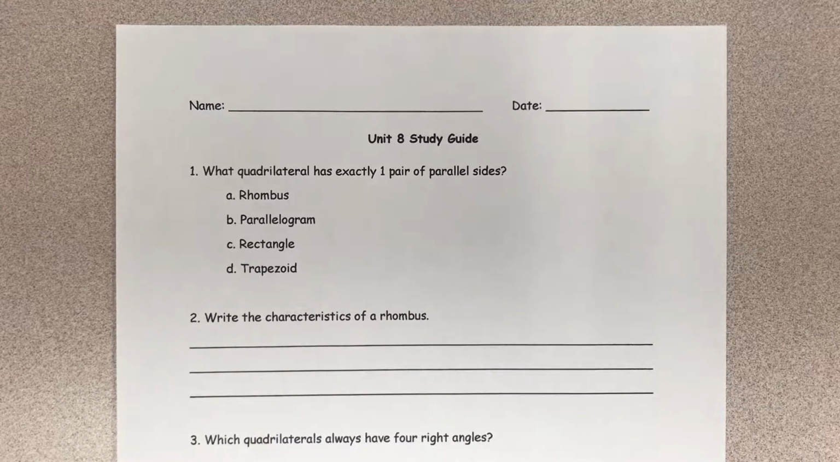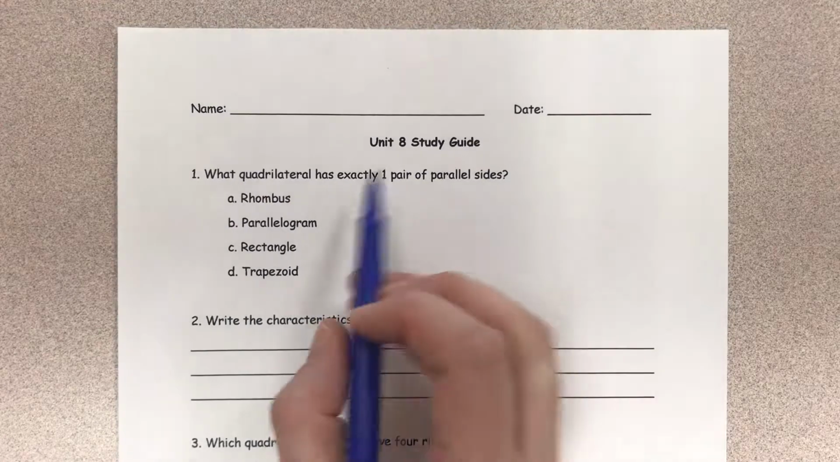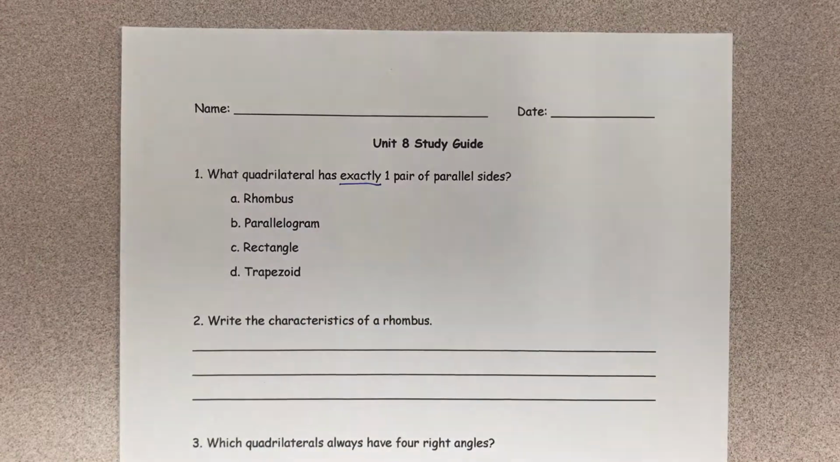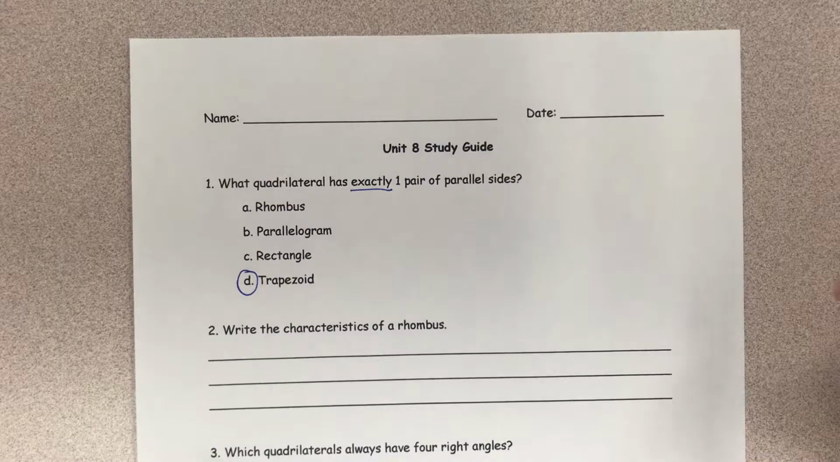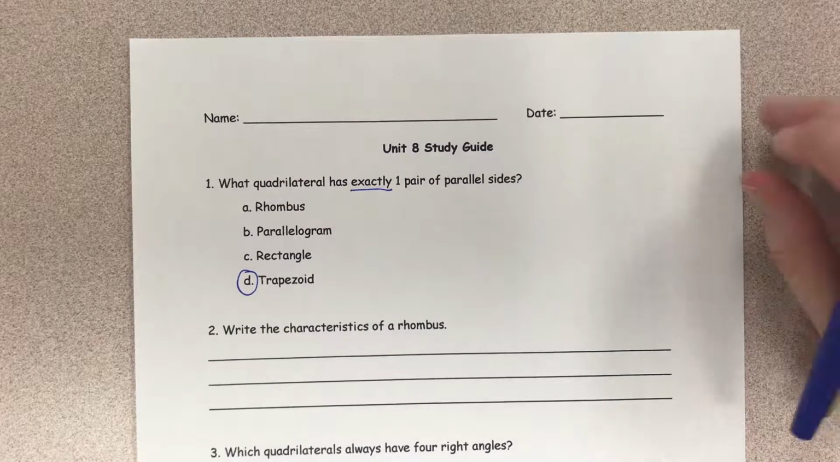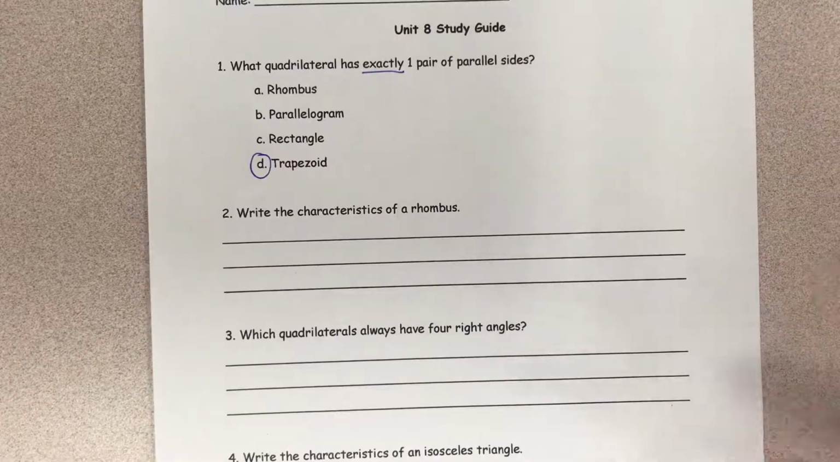All right, guys, so let's go over this Unit 8 study guide. Number 1 says, what quadrilateral has exactly one pair of parallel sides? It says exactly because we do not want to know which quadrilateral has parallel sides in general. We want to know which quadrilateral only has one pair of parallel sides, and in that case the answer would be a trapezoid. Trapezoid is the only quadrilateral that has only one pair of parallel sides, so the answer is D.